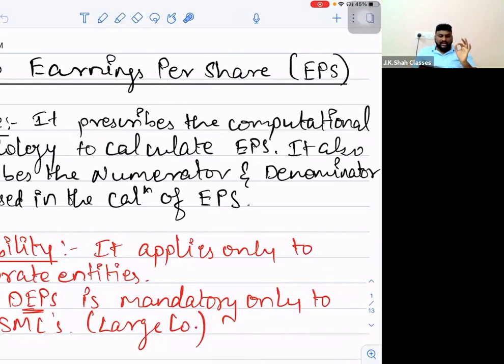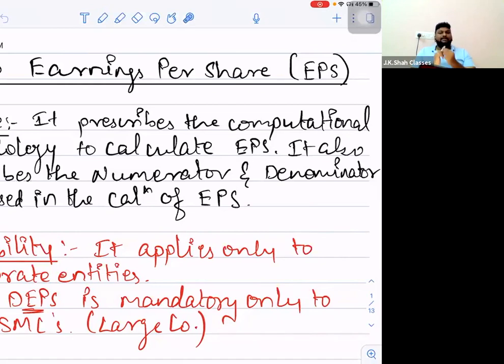And trust me, EPS is one of the most important financial ratios. It is very important from an investor's perspective, because EPS helps in decision making for an investor whether to invest in a company or not. Because the higher the EPS, the higher will be the chances of the company's future growth. If a company is able to generate a very high EPS, it means the company is performing superbly, and you can invest in that company.